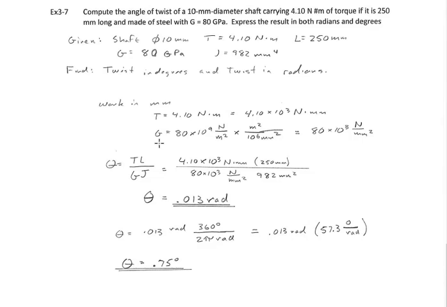Okay, so here's our gigapascals. We're going to put that in as Newton millimeters squared. So what we're going to do is convert these meters squared into millimeters squared. Essentially what we got is 80 times 10 to the 9th divided by 10 to the 6th, which gives us 80 times 10 to the 3rd Newton per millimeters squared.